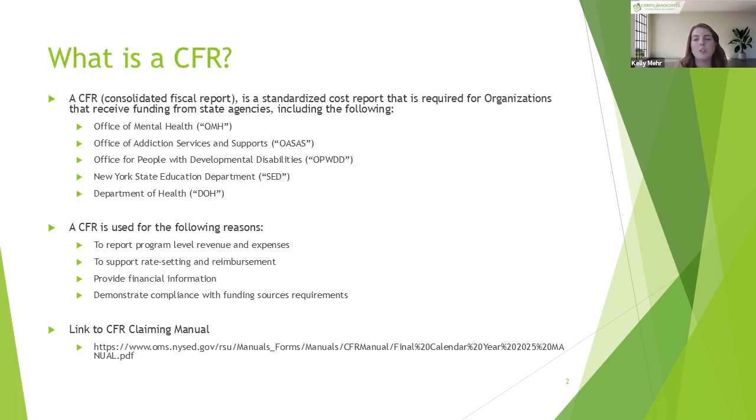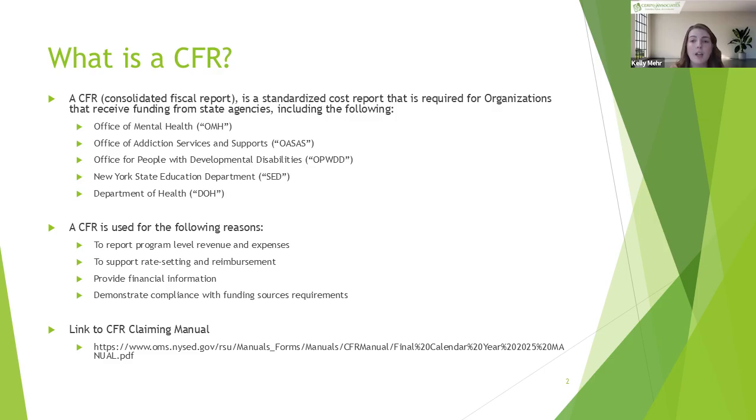Okay, so let's start with the basics. What is a CFR? CFR stands for Consolidated Fiscal Report. It's a standardized cost report required for organizations that receive funding from New York State agencies such as OMH, OASAS, OPWDD, SED, and DOH. The CFR is used to report program level revenue and expenses, support rate setting and reimbursement, provide financial information to the state, and demonstrate compliance with funding requirements. So it's not just a financial exercise. It will also directly impact how you are reimbursed and reviewed by your funding agency.